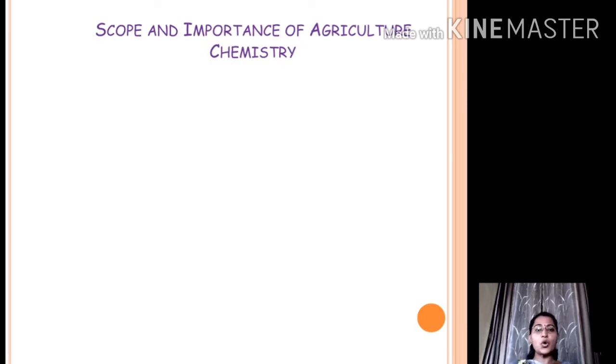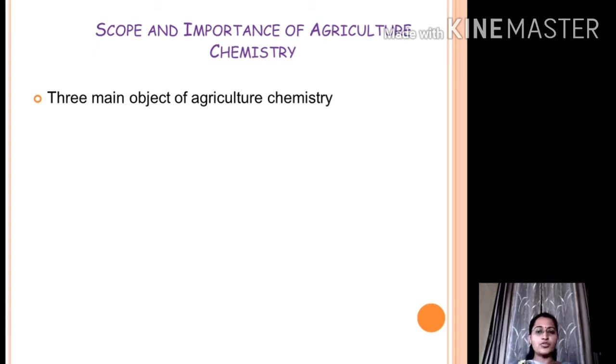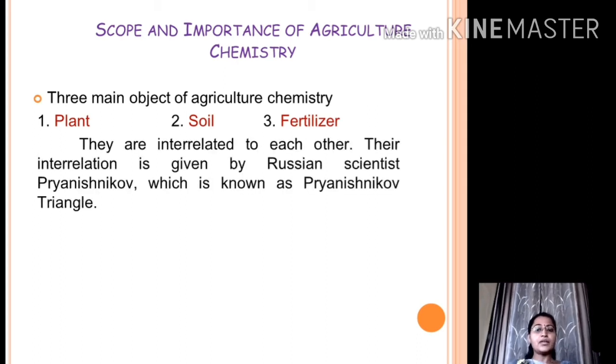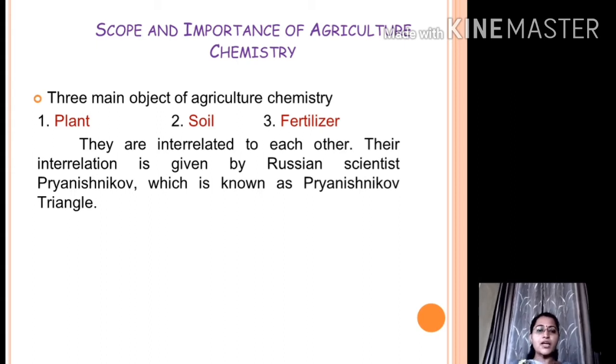Now we see the scope and importance of agricultural chemistry. Three main objects of agricultural chemistry. Which are these three main objects? First one is plant, second one is soil, and third one is fertilizer. Now, all these three main objects of agricultural chemistry are interrelated to each other, and their interrelation is given by the Russian scientist Pryanishnikov, which is known as the Pryanishnikov triangle. Now see the triangle.